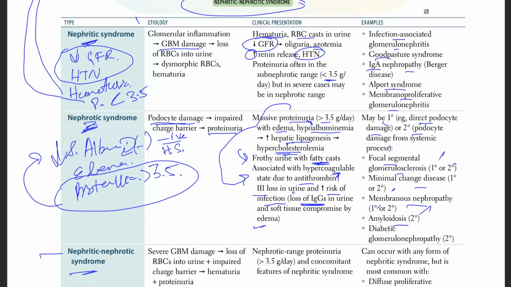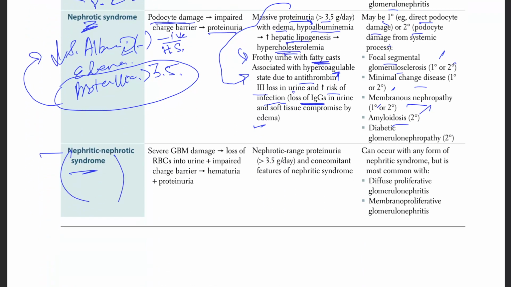Now we have a couple of diseases in which we have nephritic and nephrotic features all together, both of them. Which are they? It can occur with any form of nephritic syndrome, but is most common with, very important, diffuse proliferative glomerulonephritis and membranoproliferative glomerulonephritis. Okay, so all the proliferative ones, we have both together, in which we are losing the barrier as well as damaging the glomerular basement membrane.